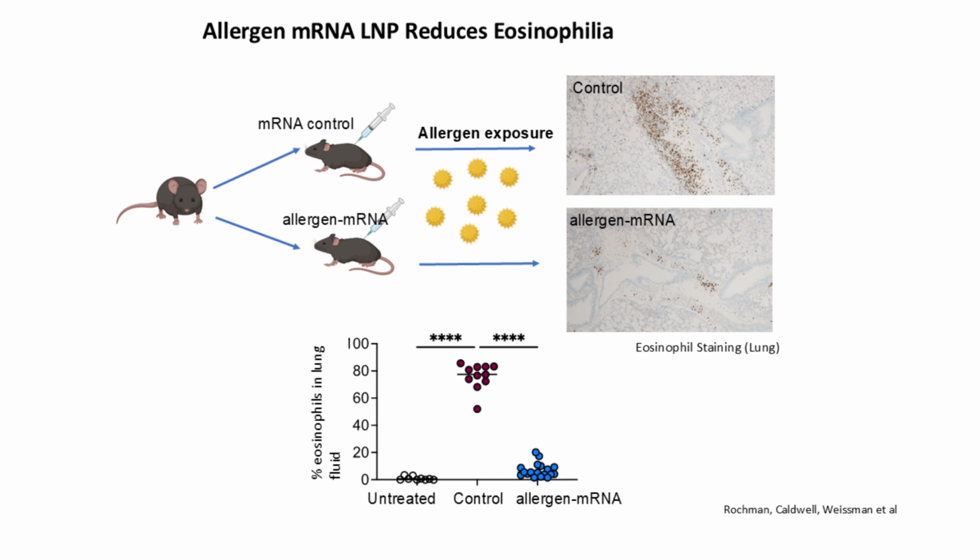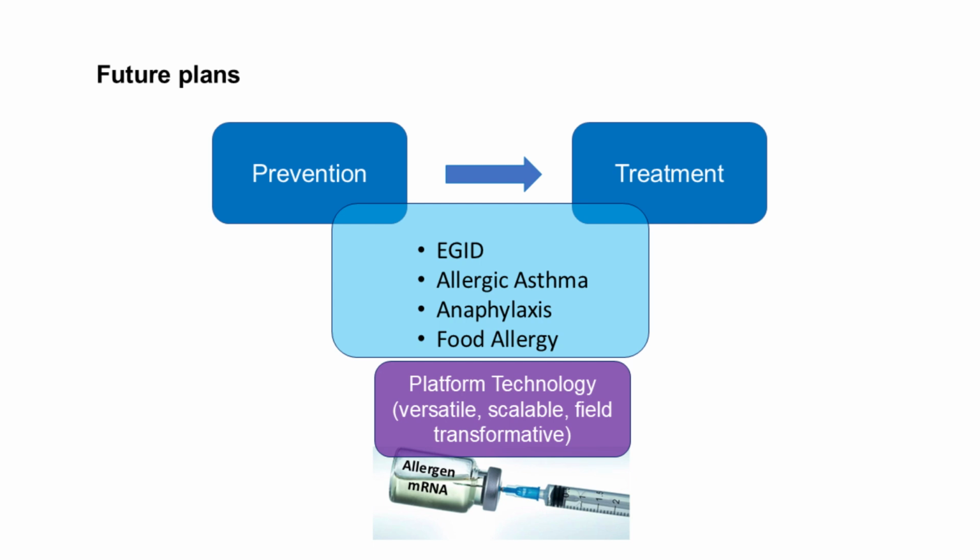We can also improve different aspects, including reducing eosinophilia, in this case in the lungs, with a dramatic decline in eosinophil levels with the mRNA vaccine. We think that this is a platform technology, and we're looking forward to applying this to all forms of allergy, starting with EGID, allergic asthma, anaphylaxis, and food allergy. More to come in the future, but I wanted to share this exciting new development with you.